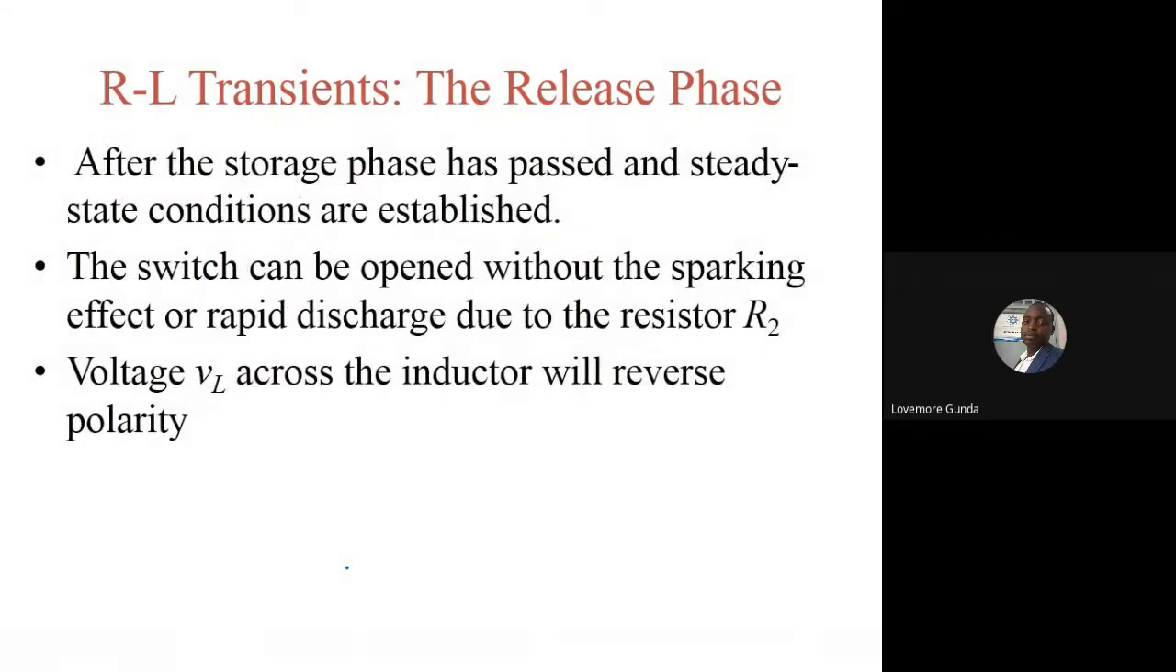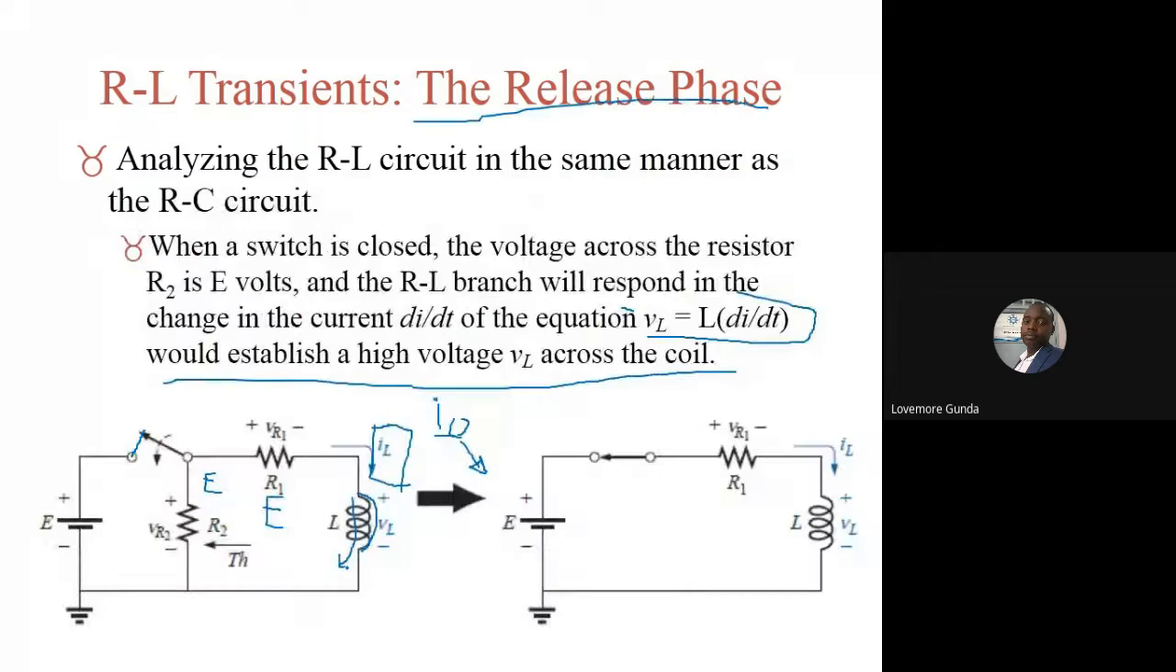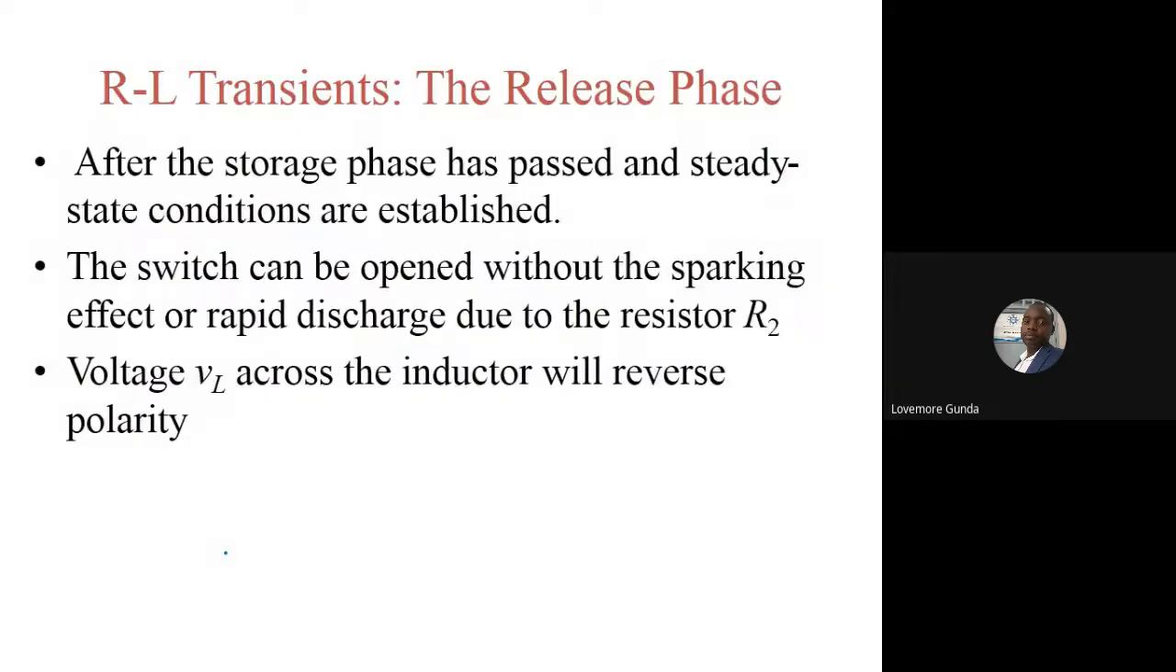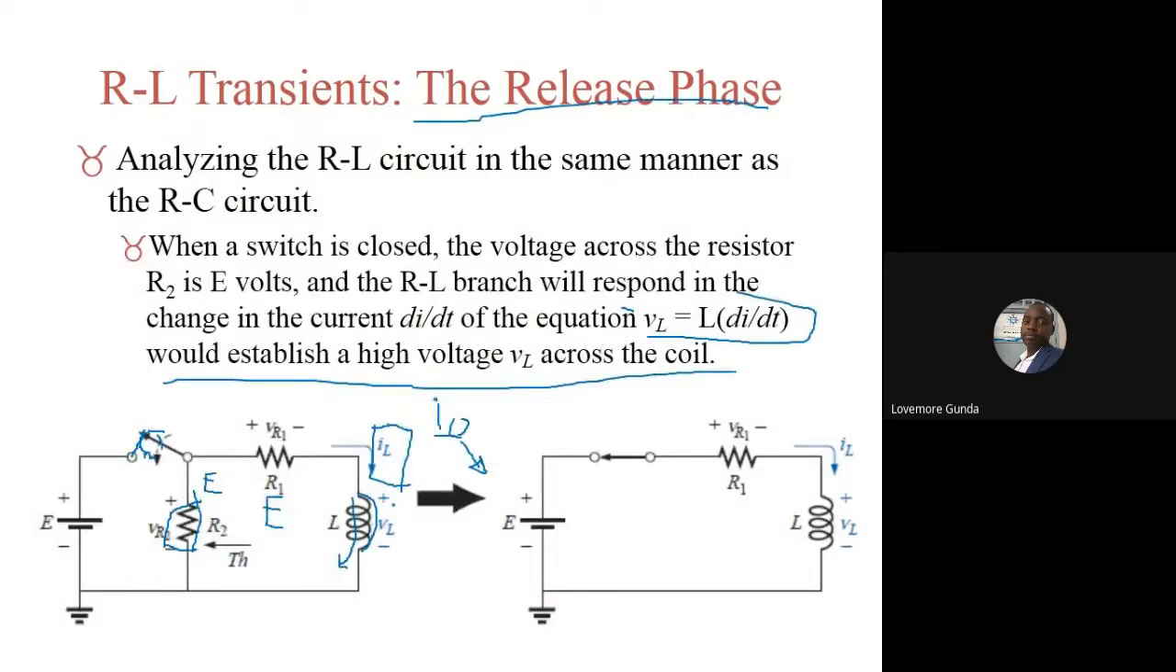Right. So after the storage phase is passed, the steady-state conditions are established. The switch can be opened without sparking effect or rapid discharge due to the resistor R2. The voltage VL across the inductor will reverse polarity. So, like I said, the voltage across here will now be E, and this will also be equal to E. So even if you open, there is no current to flow through that, and there is no sparking. So that will be basically the purpose of that resistor. Then VL was now equal to 0.